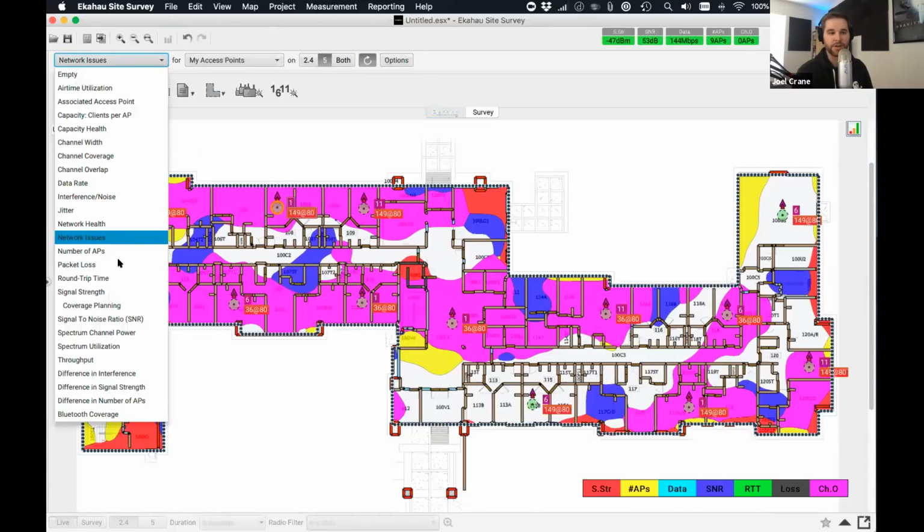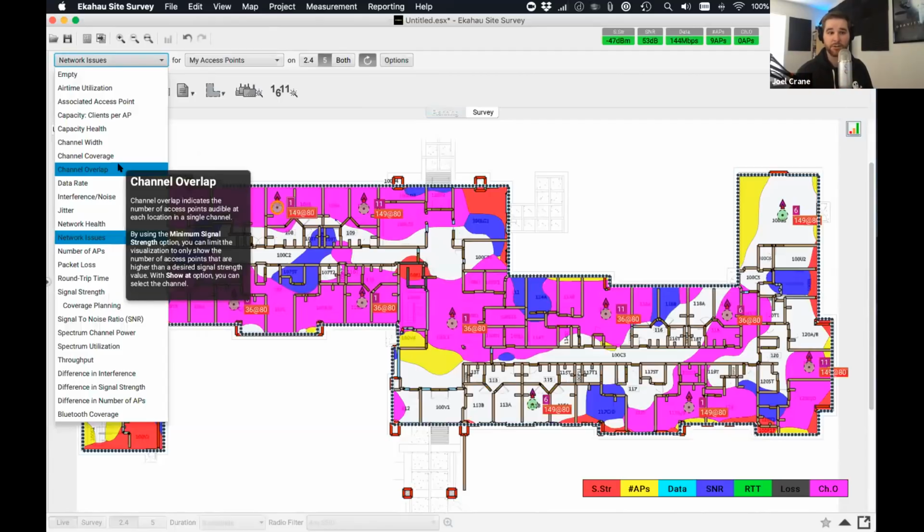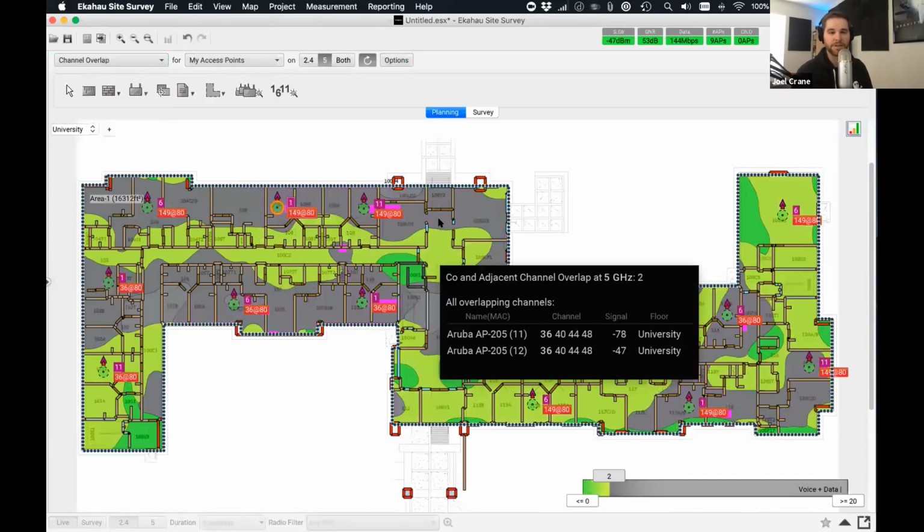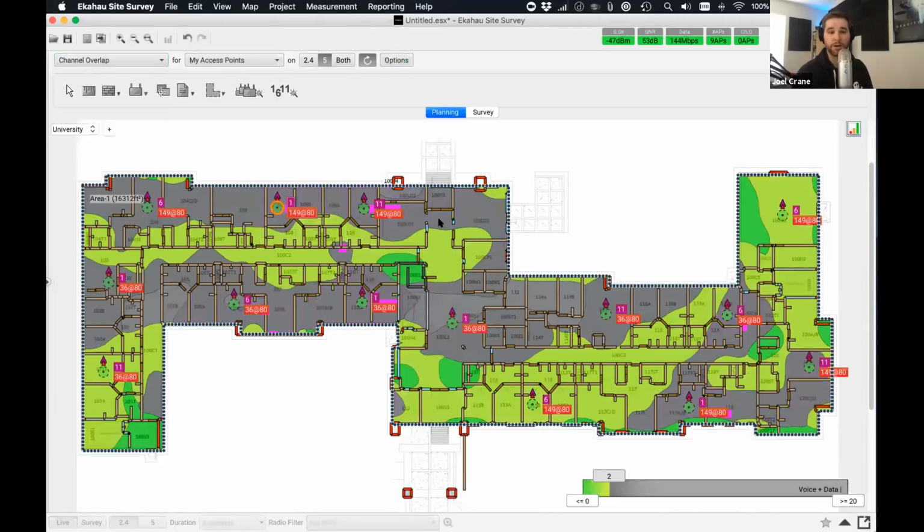So basically we are now drilling down into all the pink, all the magenta, to find out more details about this issue. Anywhere that's this darker green, that's where we don't have any channel overlap. Anywhere that's that yellowish green, that's where we're right on the edge, with 2 APs sharing a channel. And anywhere that's gray is where we have 3 or more. So we are failing our channel overlap requirement there. So how do we fix this?